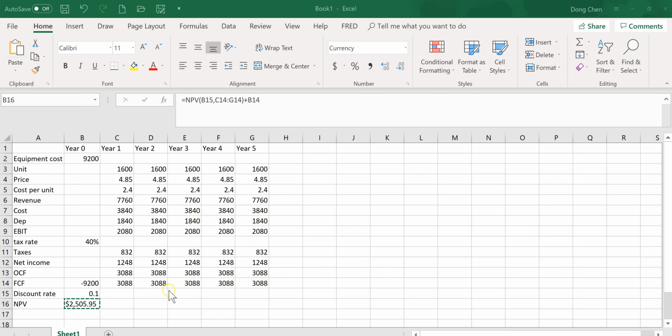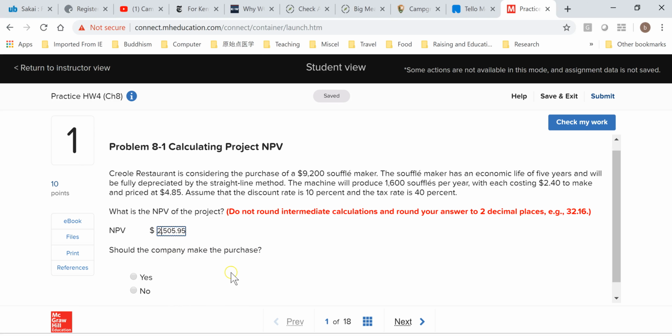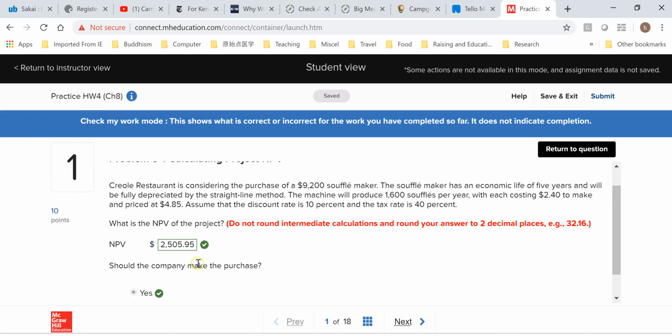So I can just copy this back. I may need to get rid of the dollar sign. I think I can keep the comma. That's acceptable by Connect. So since NPV is positive, we should make the purchase, right? So that should be the final answer. So now let me check my work. Okay, good job.